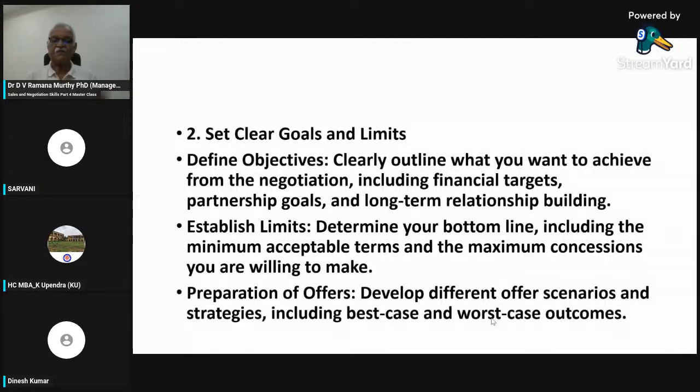That hurts your profit and loss. So that should not be the case, as a matter of fact. You need to consider what types of different offer scenarios you can plan, including the best case and the worst case outcomes. So exclude worst case outcomes and choose the best case outcomes, depending upon the bargaining strength of the client organization and yours, as the case may be.